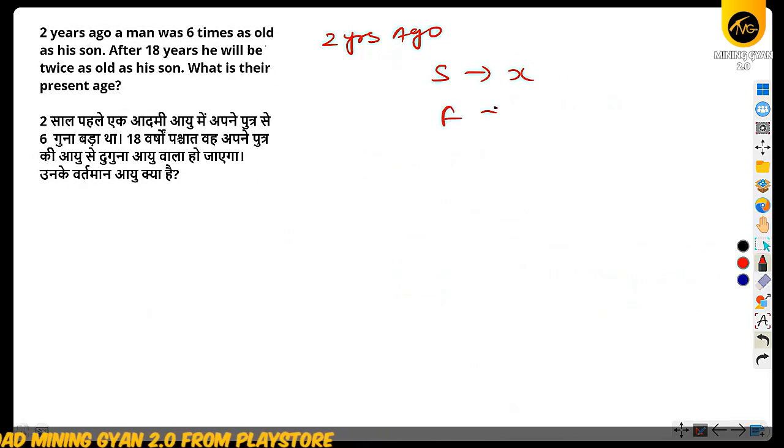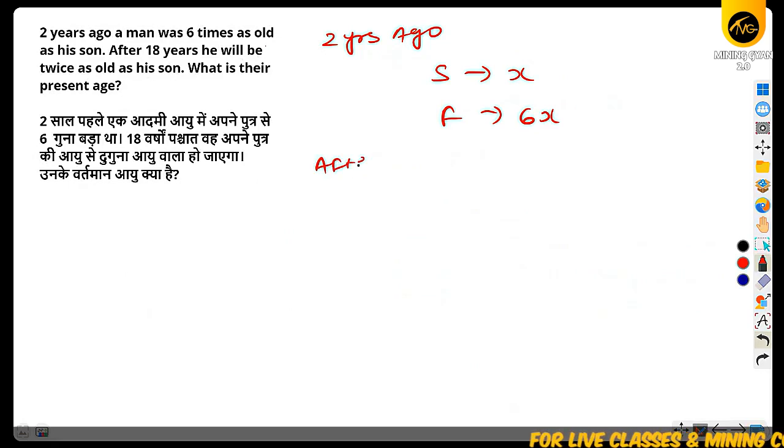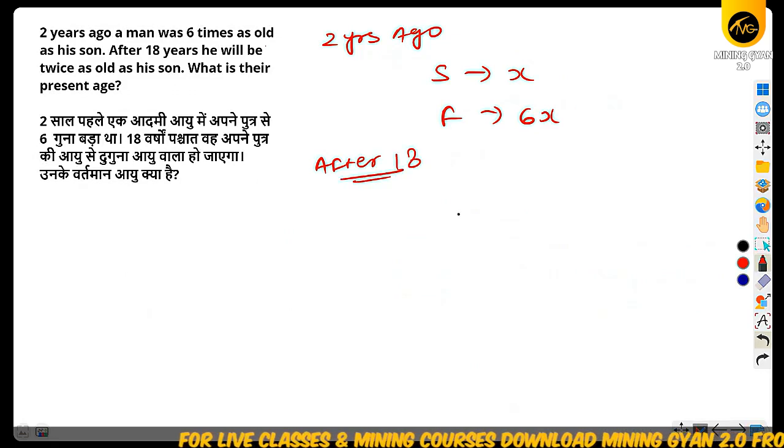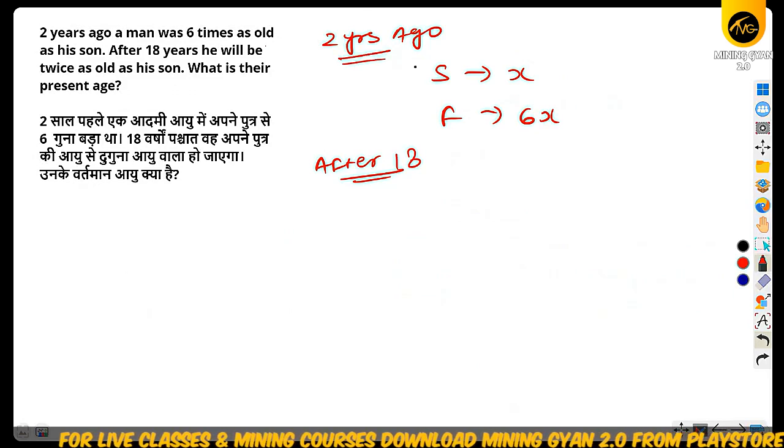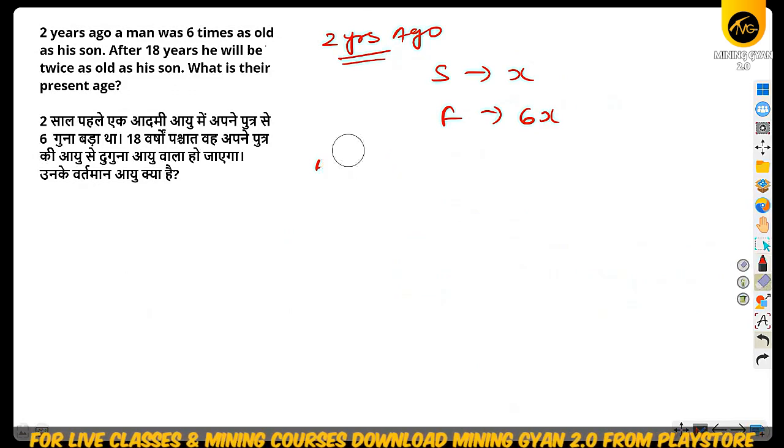So that's why father's age will be 6x. Is it clear? Now, after 18 years, he will be twice as old as his son. So after 18 years, it's a 2 years ago condition. So first we have to bring it to the present condition.